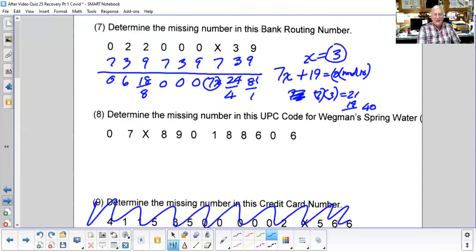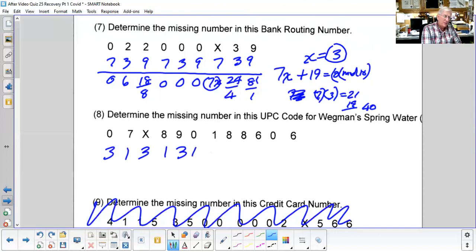Remember, the x has to be a single digit number. When you multiply it by 7, it has to end with a 1 to kill off the 9 in the 19. UPC code real quick.